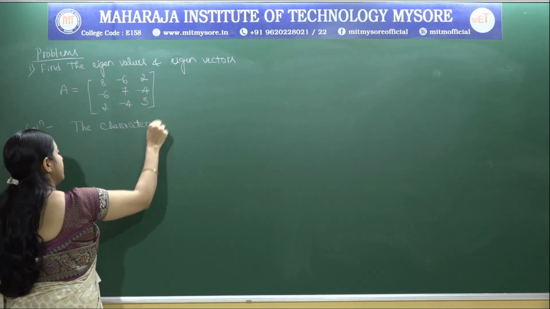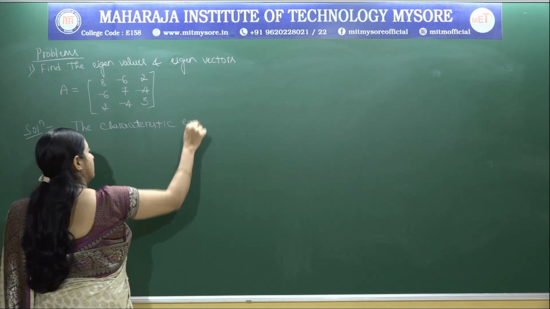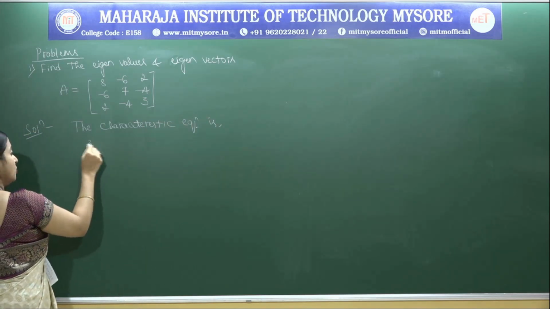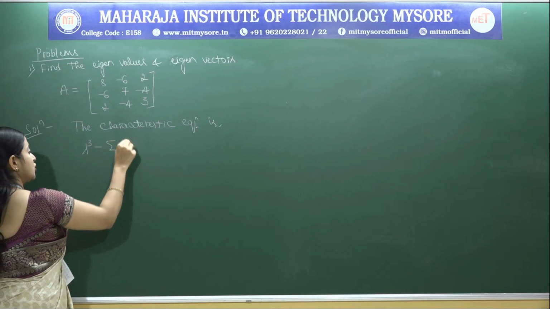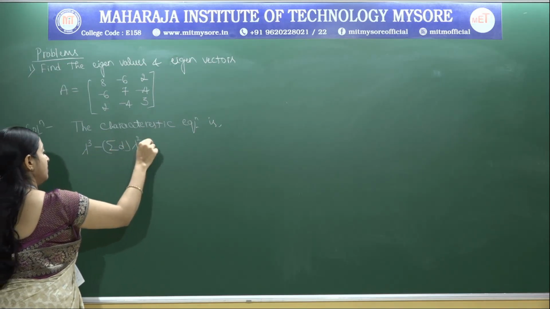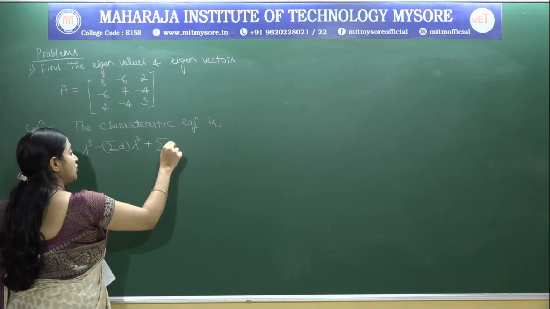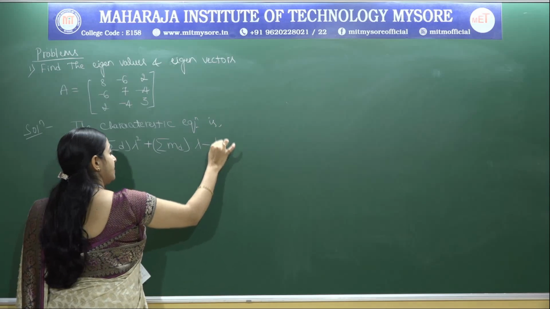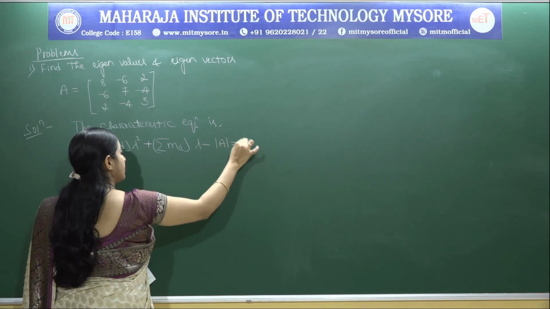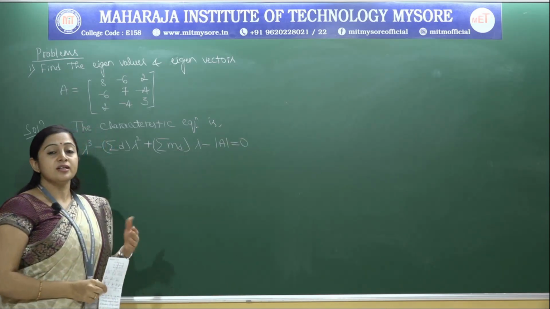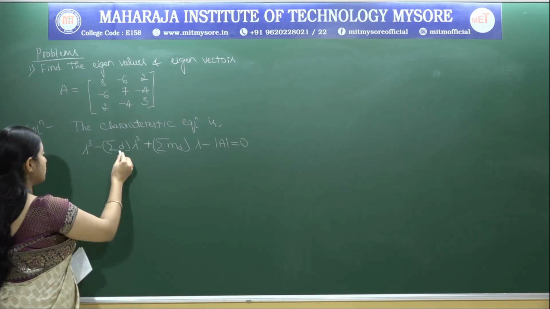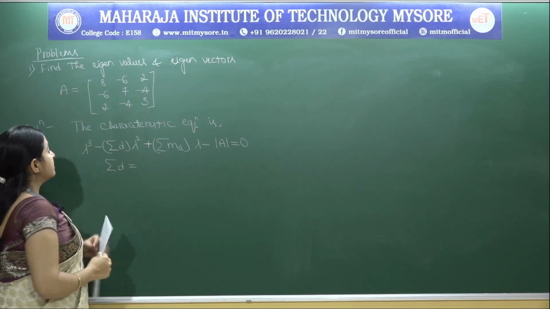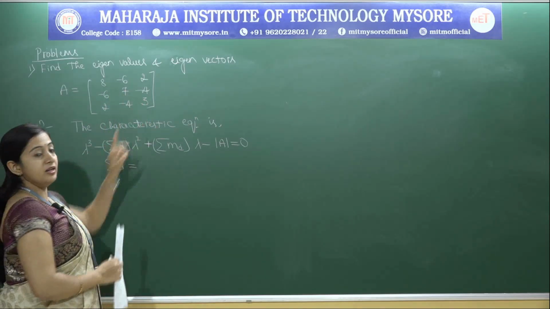The characteristic equation is lambda cube minus summation of D lambda square plus the summation of the minors of the diagonal elements lambda minus determinant of A equals 0. Let us find one by one. The first one, summation of D. It is the summation of all the diagonal elements.